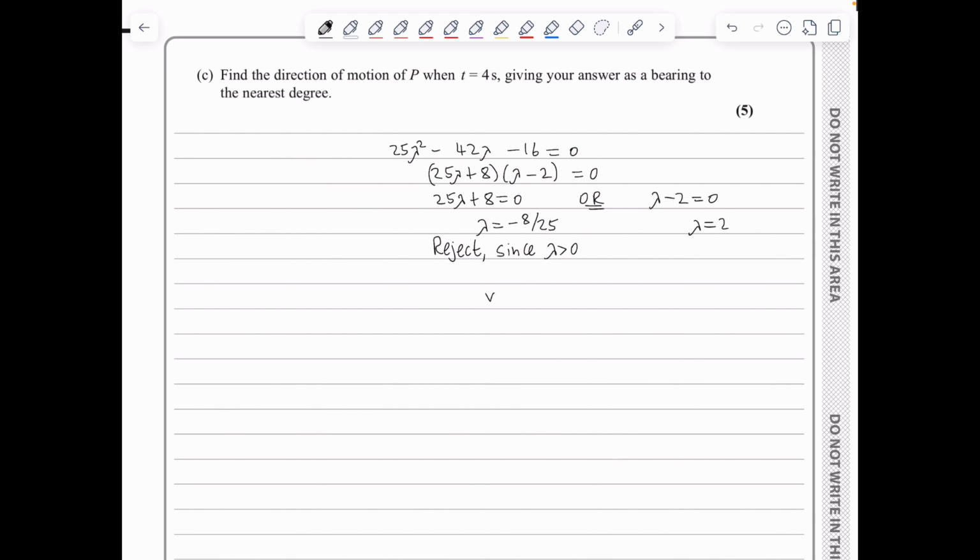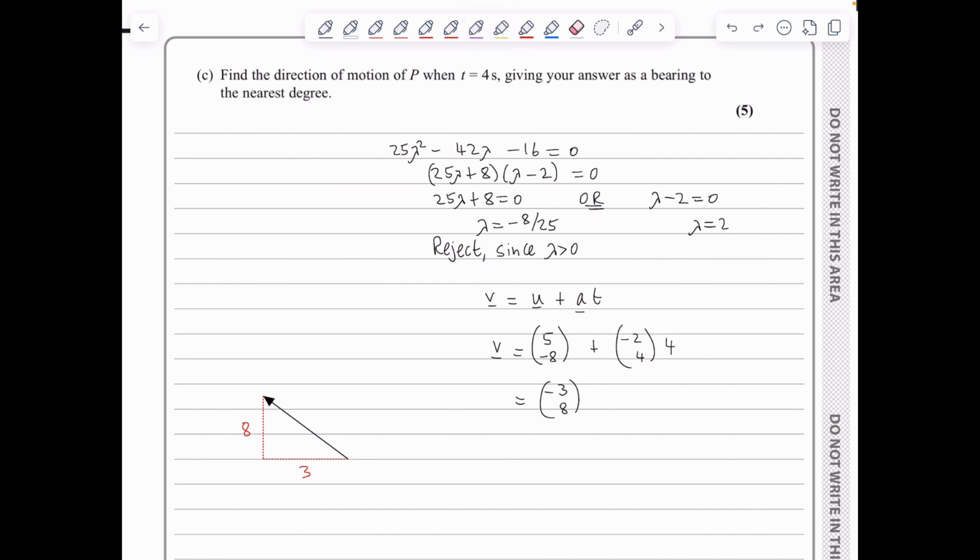So I will be using v = u + at. So the velocity is given by the initial velocity of (5, −8). The acceleration was (−λ, 2λ), so it's going to be (−2, 4), and the time is 4. So 5 plus −2 times 4 gives me an answer of −3, whereas −8 plus 4 times 4 is 8, so the velocity is (−3, 8). Which means I can quickly draw a sketch to see what's happening. This is the vector (−3, 8). We go 3 to the left and 8 up.